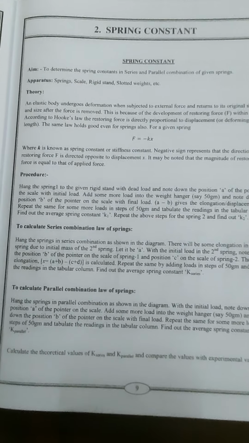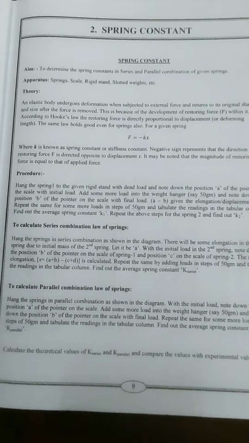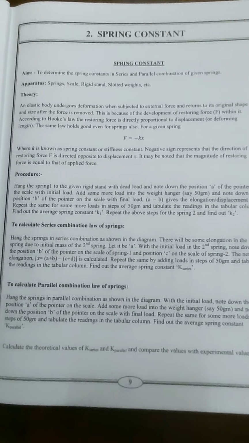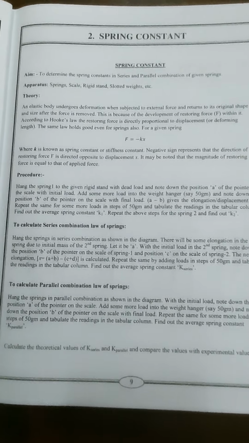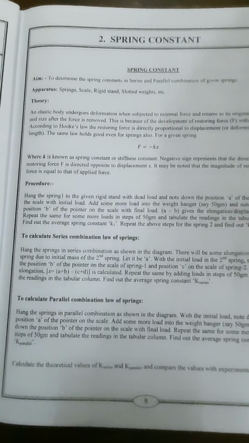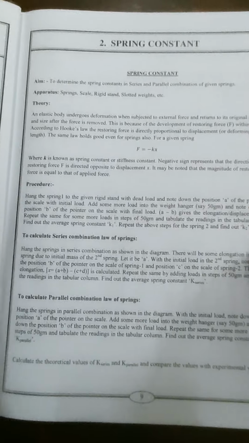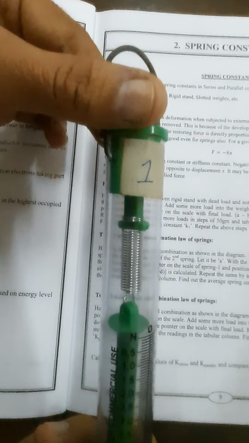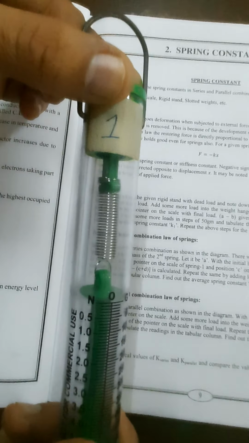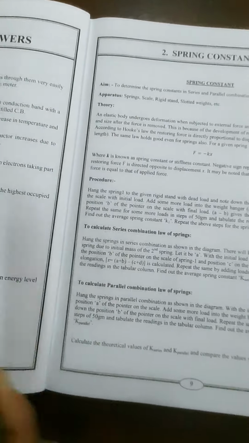Good morning, students. Today I am going to do a quick revision of the spring constant experiment. In this experiment, we are supposed to find the spring constant of two springs. See, here is spring number 1. The spring constant of this spring is K1. We have to find its value.